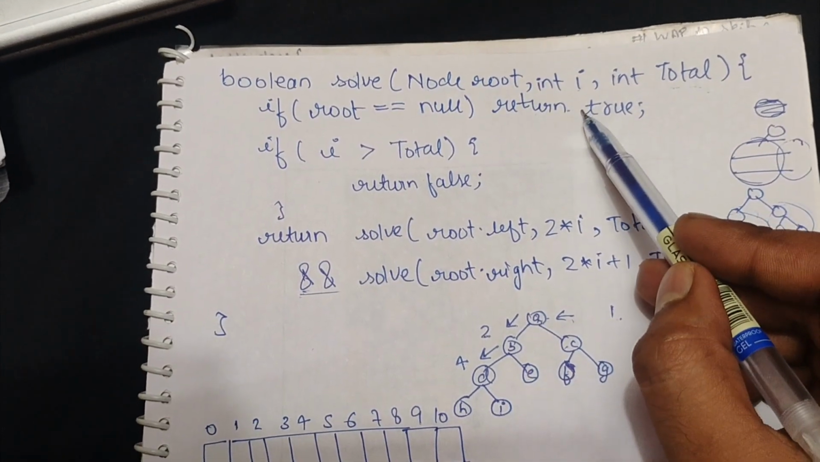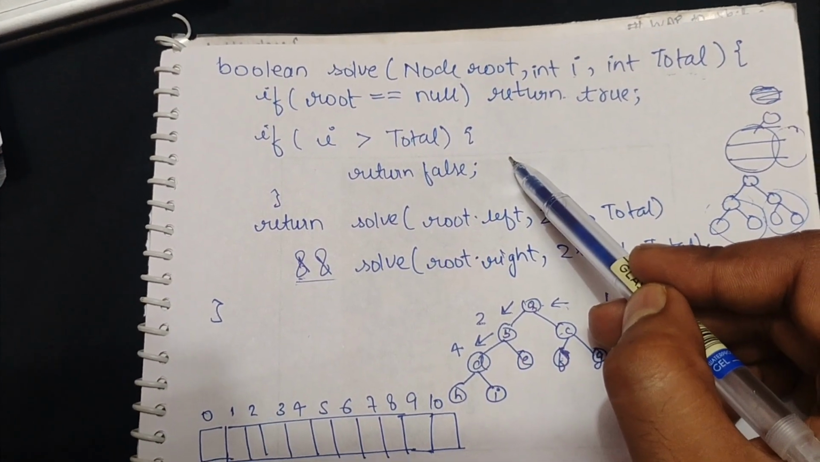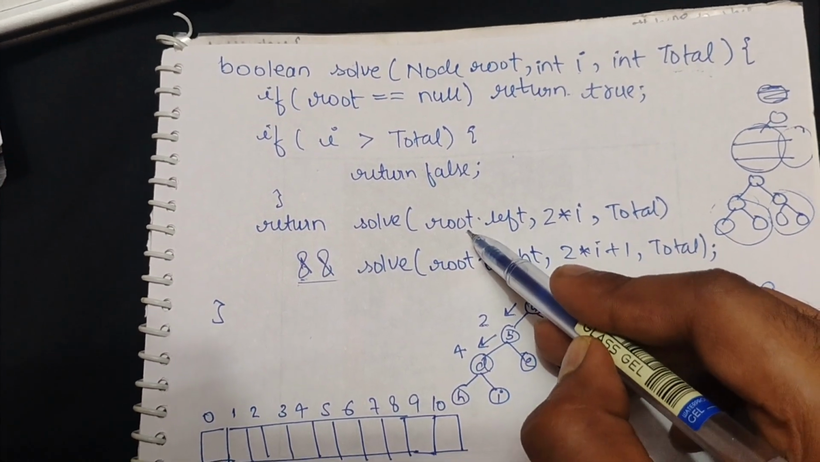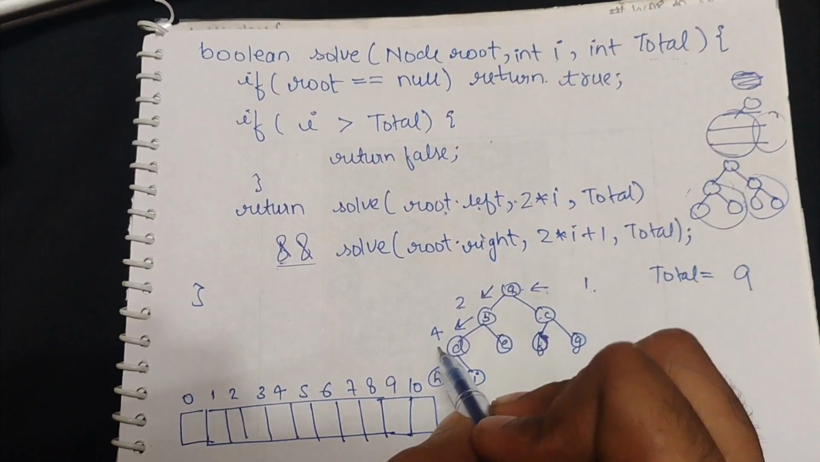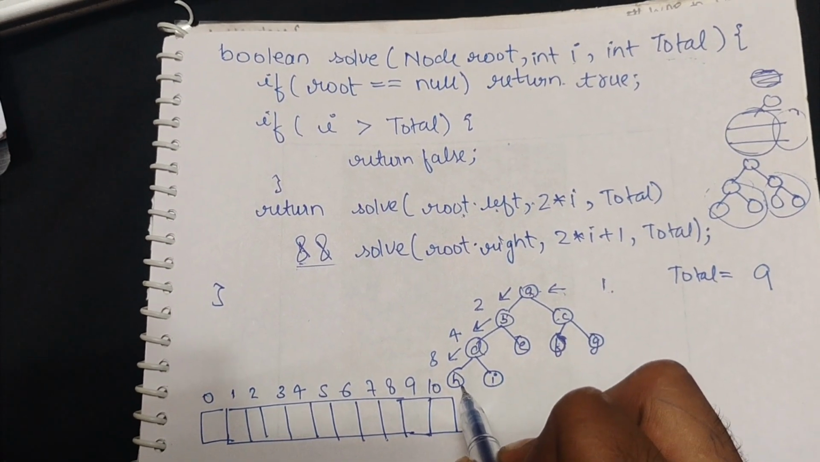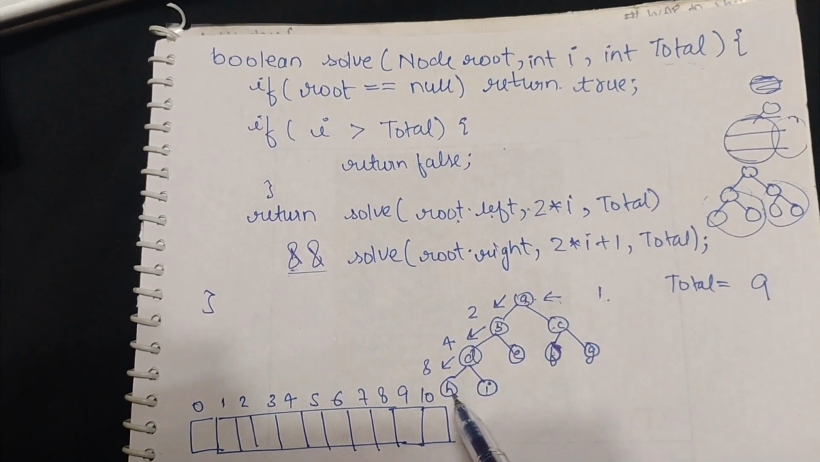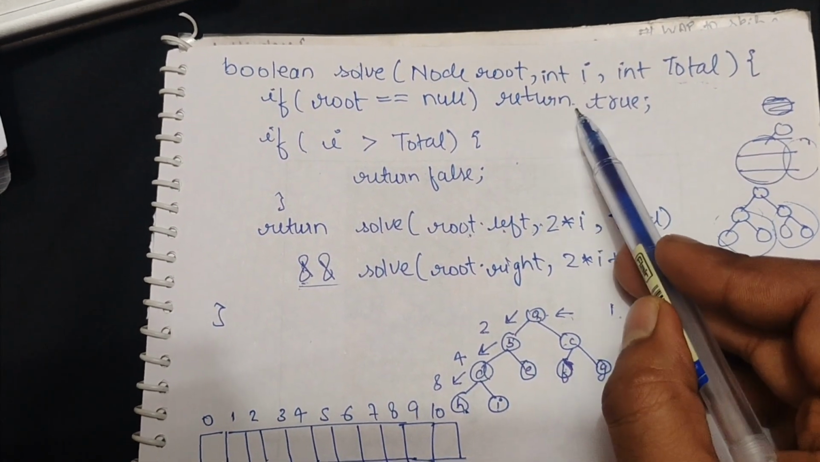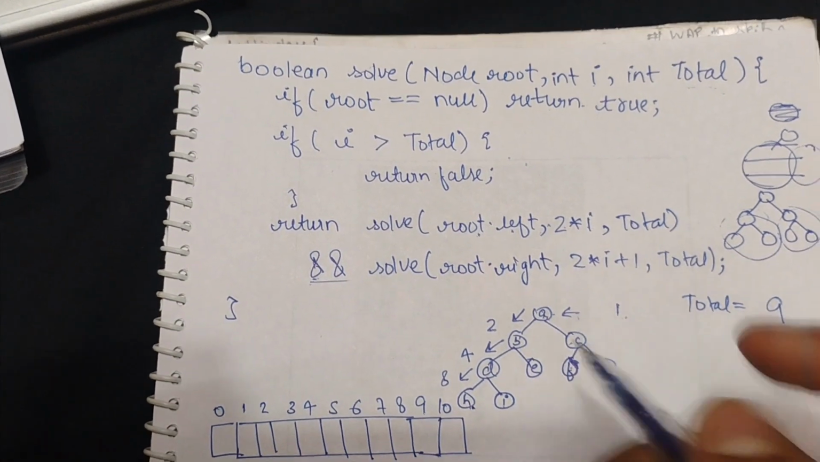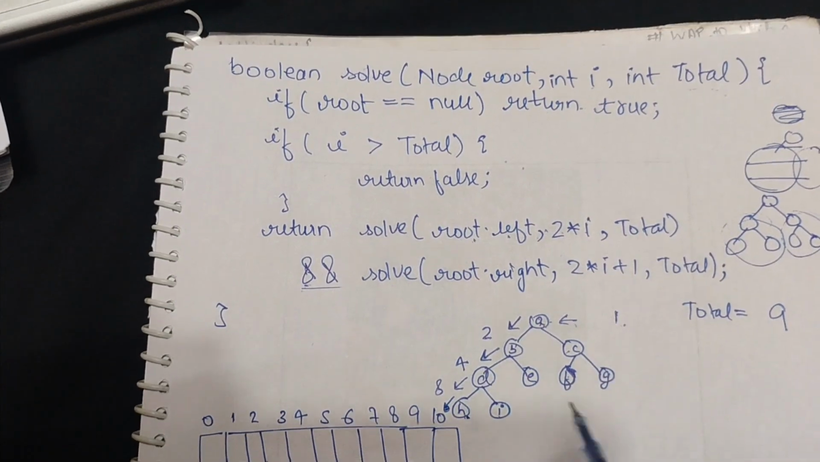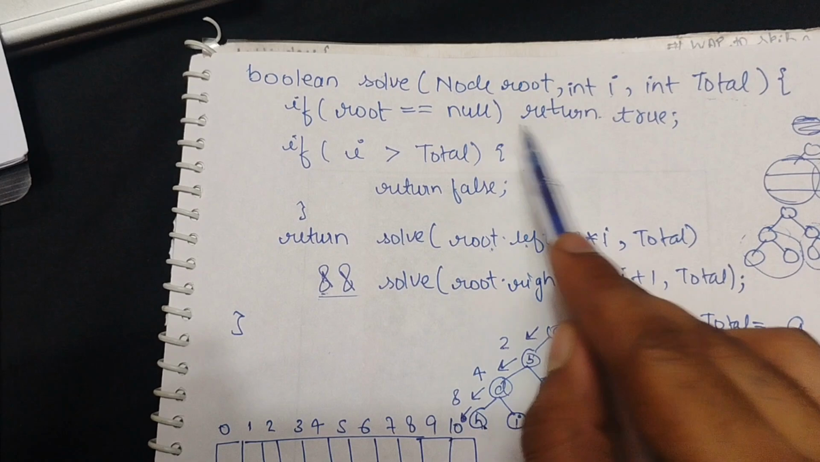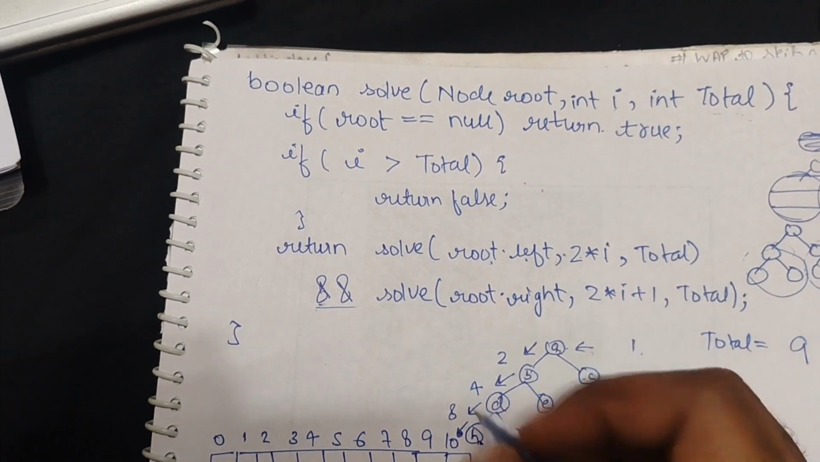For D it will check, is D null? No. Is 4 greater than 9? No. Now check this. It will call root dot left with 2 into I, that is 8. It comes over here at H. Now at H it will again check, is H null? No. Is 8 greater than 9? No. It will call root dot left. It will come over here at last. At this position it will hit this base case that this is null. Okay, this is null, return true.